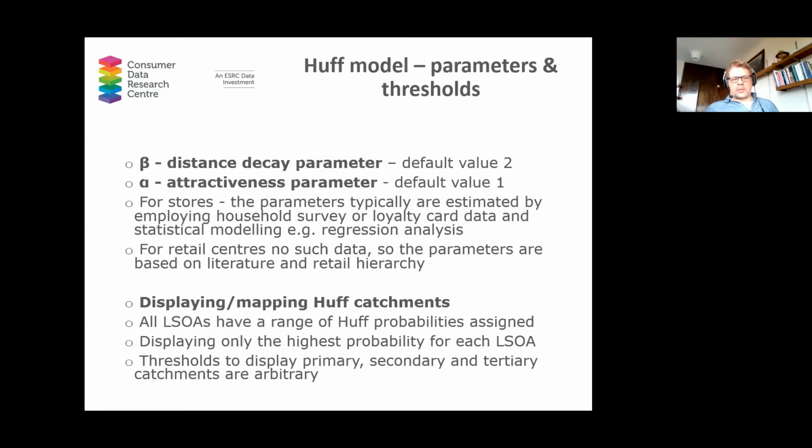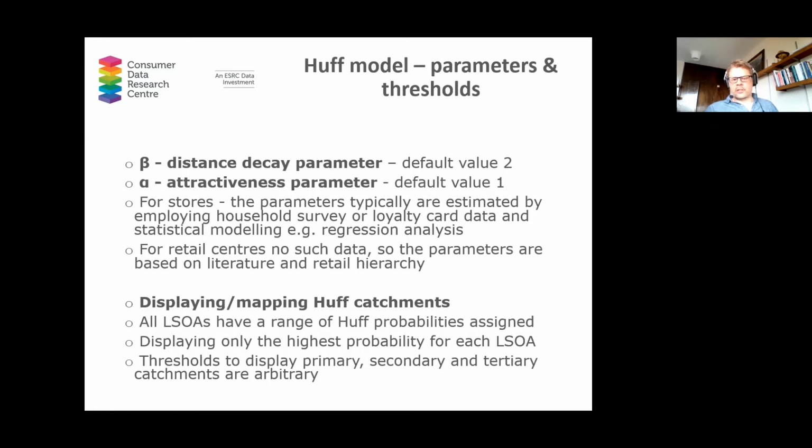So in terms of the actual displaying and mapping of Huff catchments, what's really important here is to understand that each LSOA in our practical exercise will have a range of Huff probabilities assigned to it. In our case, in the Liverpool City Region, we work with 20 retail centers, the 20 most attractive retail centers.